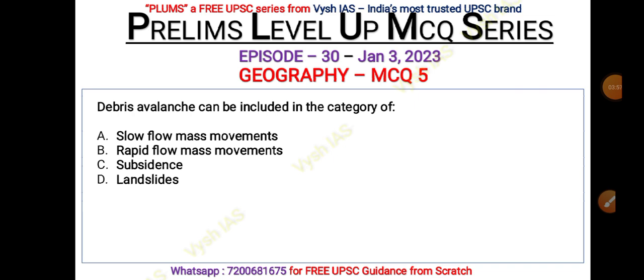Debris avalanche can be included in the category of what? Your options are slow flow mass movements, rapid flow mass movements, subsidence, or landslides.